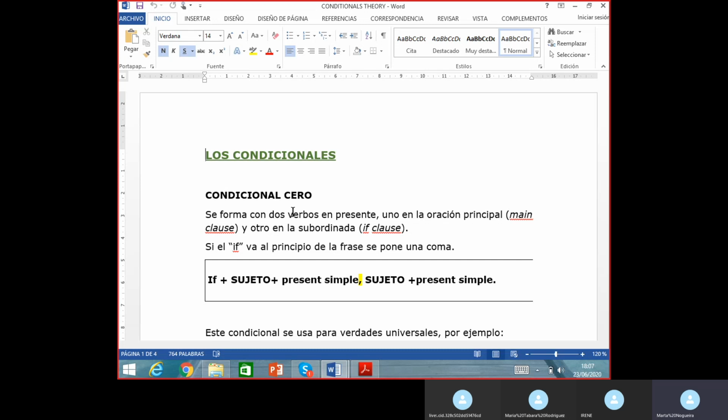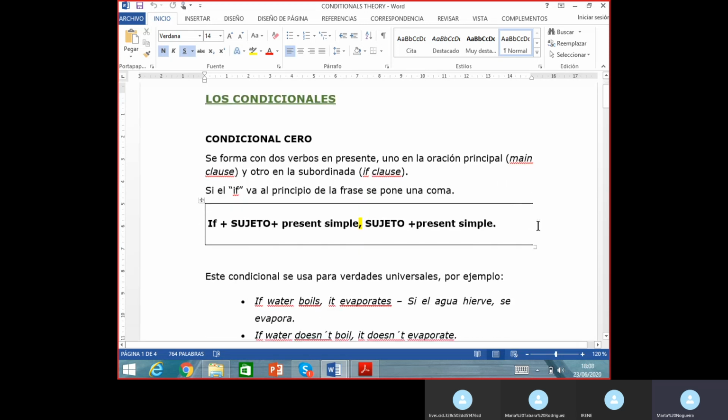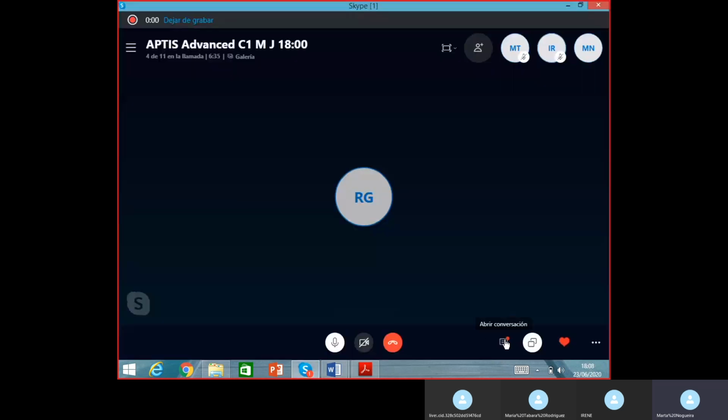Okay, good. Let's review. We have 4 conditionals, okay? 0, 1, 2, and 3. Later, also, you will get to know that these conditionals can be mixed. So I've said we've got 0, 1, 2, and 3, but then these can be mixed up. So many people find difficulty in distinguishing the different conditionals, but there is nothing to worry about. This is simple as in Spanish. I'm going to give you the structures and all of this. So let's see conditional 0.